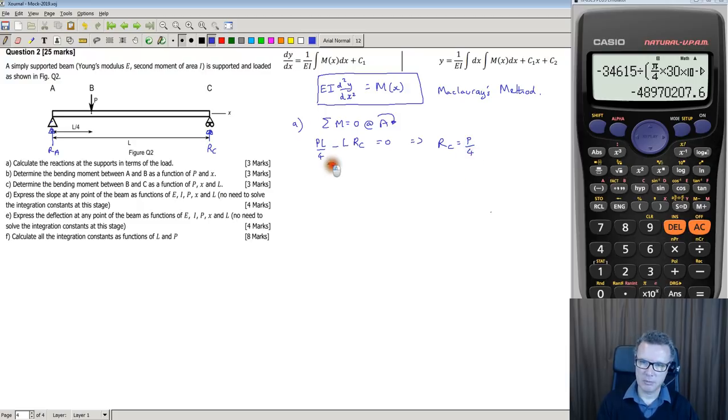And then I could sum forces in the y direction. So RA, take away P, plus RC equals 0. That therefore tells me that RA equals P take away RC, so that gives me 3/4 P.